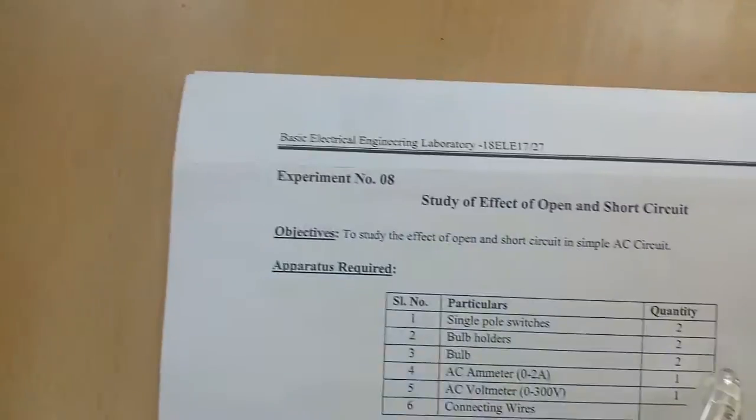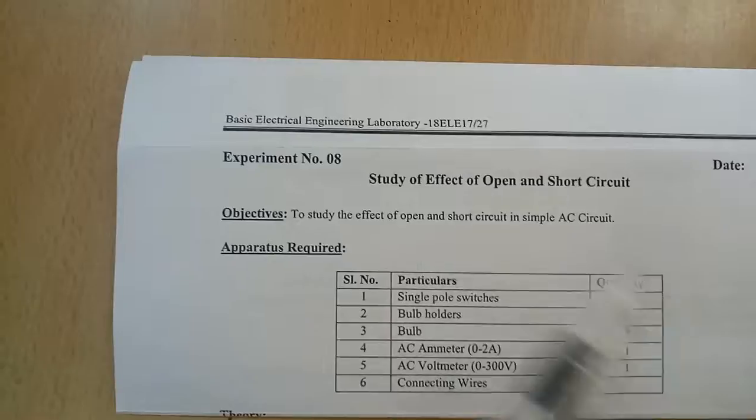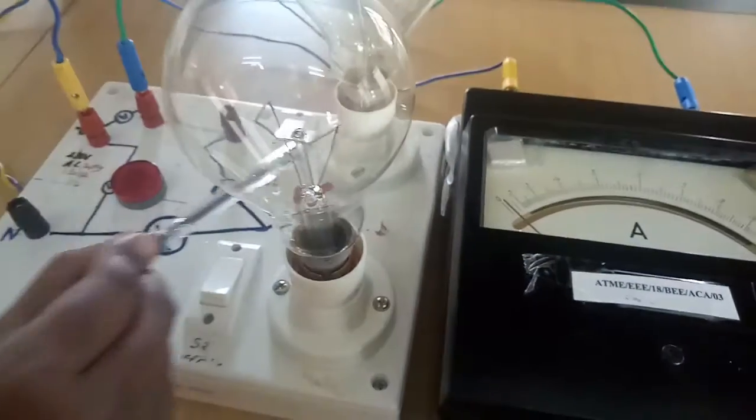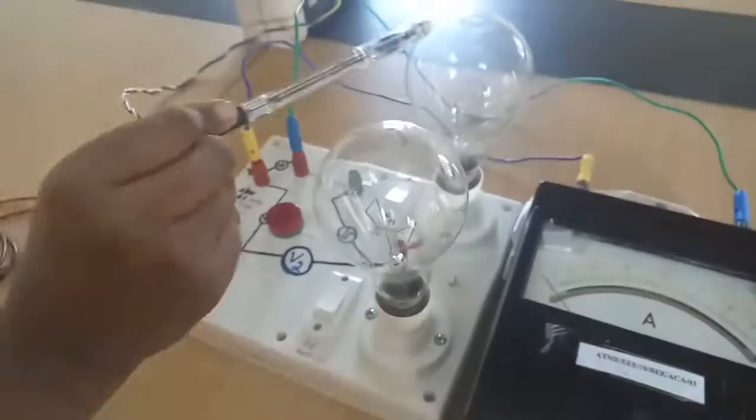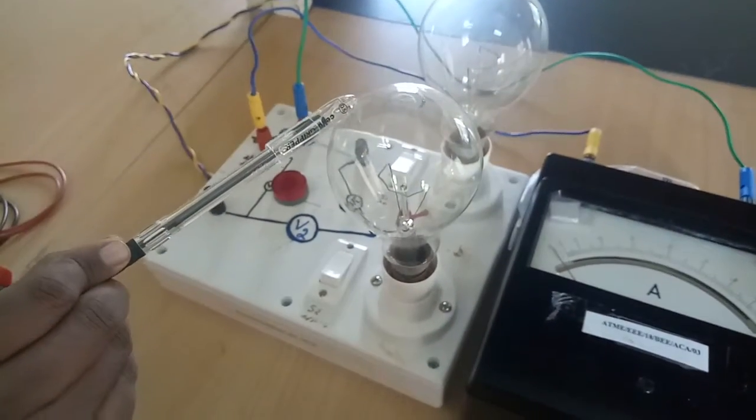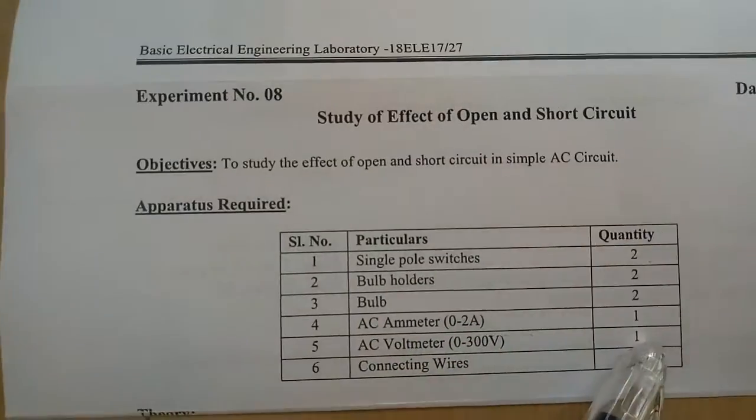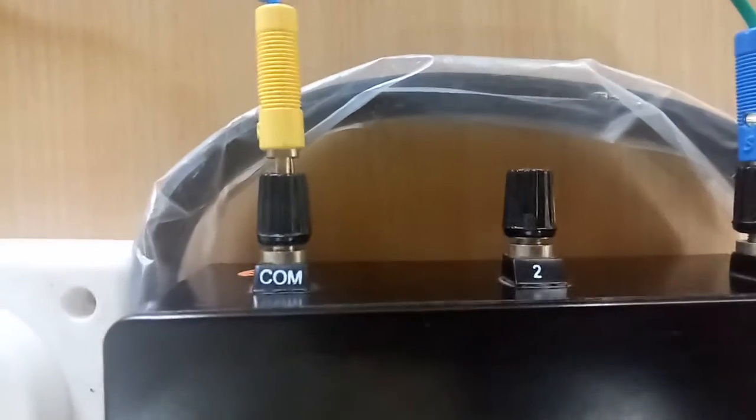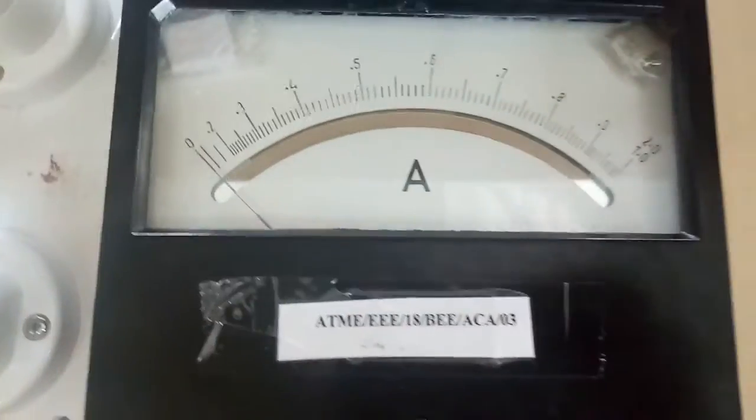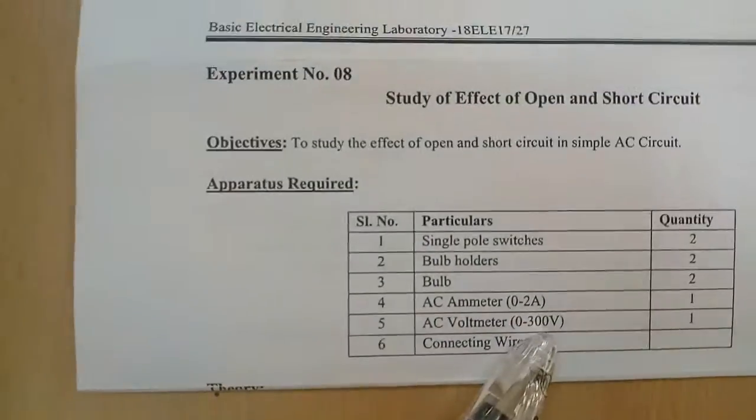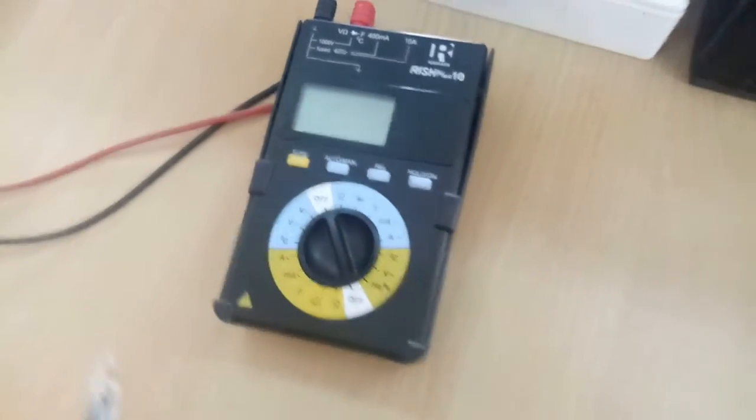Next, bulb holder 2. So this is two bulb holders, and then we need two bulbs. So here two bulbs we need, and AC ammeter of the range 0 to 2 amps. So this is the AC ammeter of the range 0 to 2 amps, and then AC voltmeter of the range 0 to 300 volts. So for that we are using the multimeter.